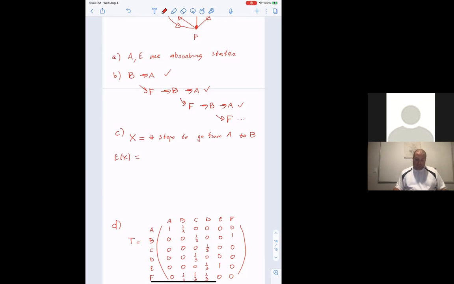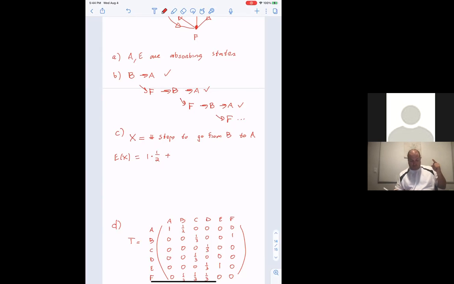What's the minimum number of steps it requires to go from B to A? Did I say from A to B? I meant from B to A. Another mistake. From B to A. Well, it could take one step, and the probability of that occurring is 1/2. Remember how we calculate expected values? Every possible number of steps times the probability of that occurring. So there's a 1/2 chance of going from B to A in one step. What's the next number of steps to go from B to A?